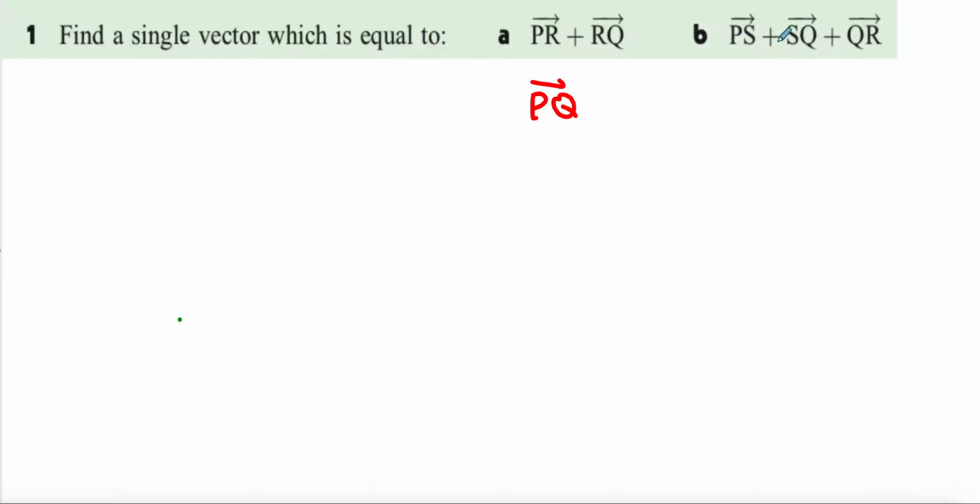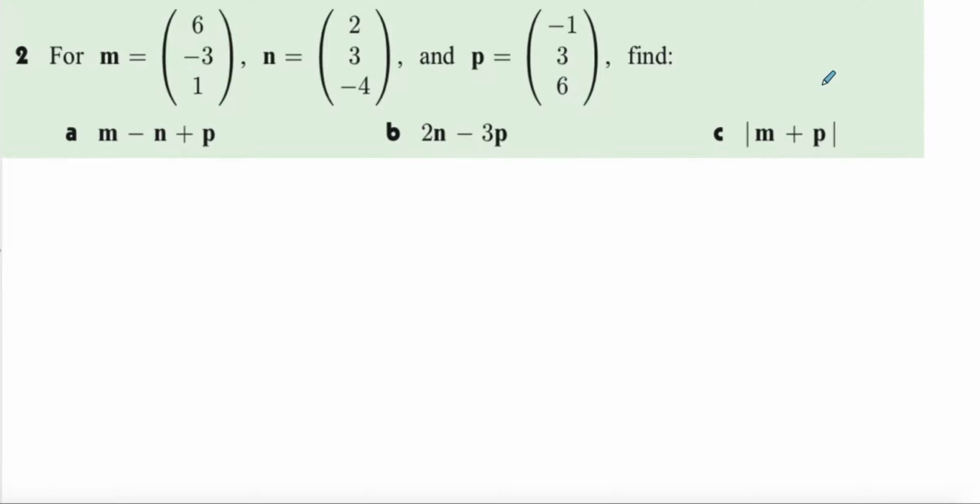How about here? P to S, and then we are looking at S to Q. But in this case, S to Q and then Q to S. So as you can see, each letter connects. Then this will be equal to vector P to R. That's what we end up getting. So the first question was rather simple. Let's move on to the second question here.